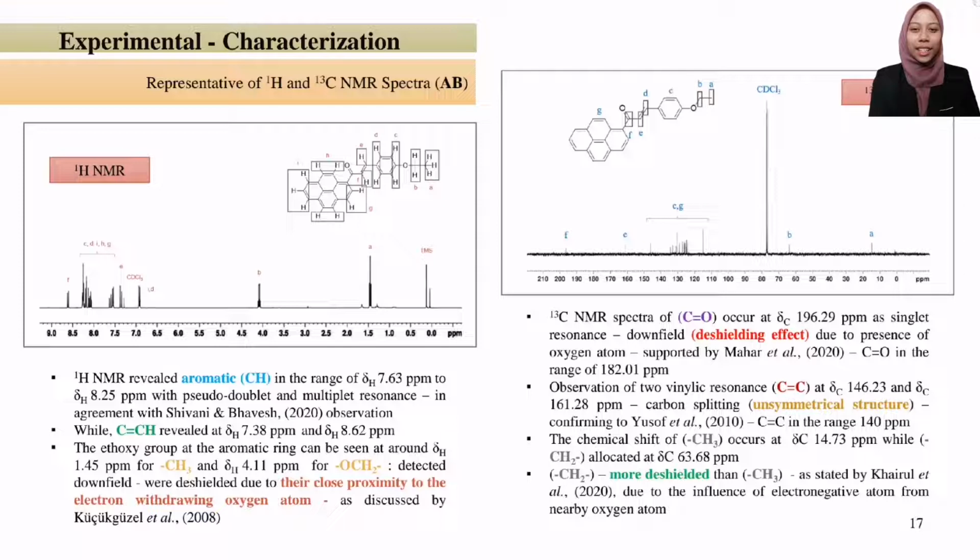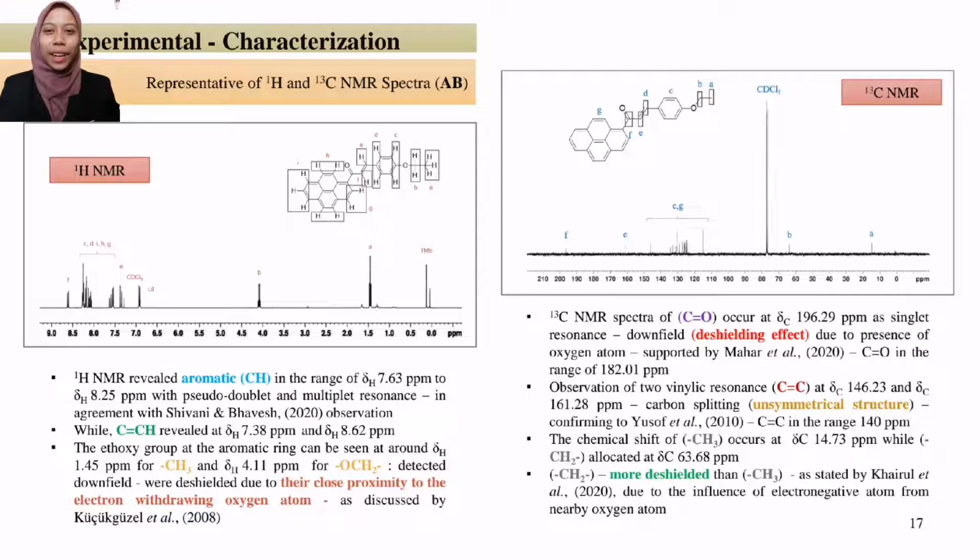revealed at δH 7.38 ppm and δH 7.62 ppm. The ethoxy group at the aromatic ring can be seen at around δH 1.45 ppm for CH3 and δH 4.11 ppm for OCH2, as it was detected downfield and deshielded due to their close proximity to the electron-withdrawing oxygen atom. Carbon NMR spectra of C=O occur as a single resonance due to the deshielding effect because of the presence of the oxygen atom.